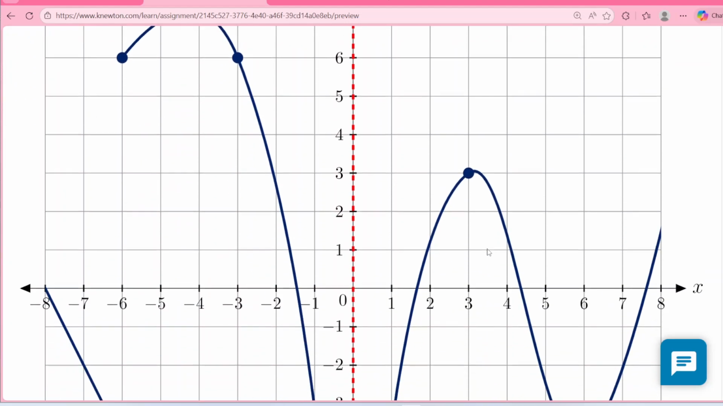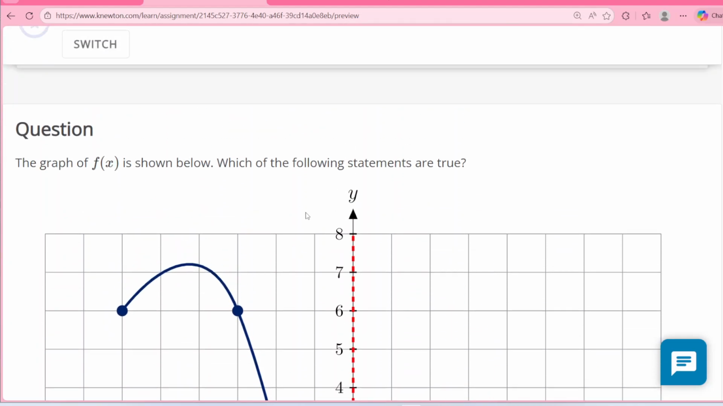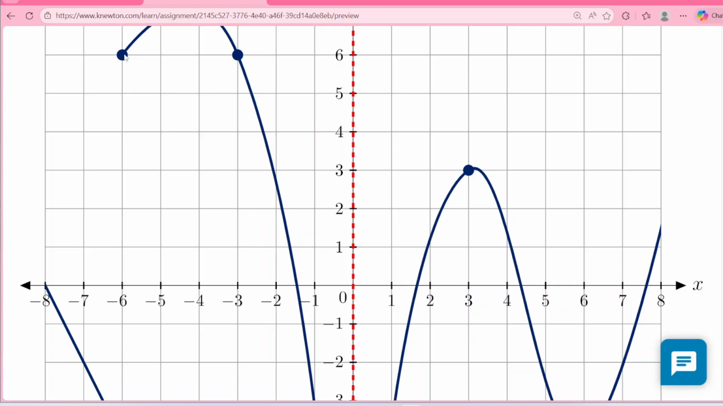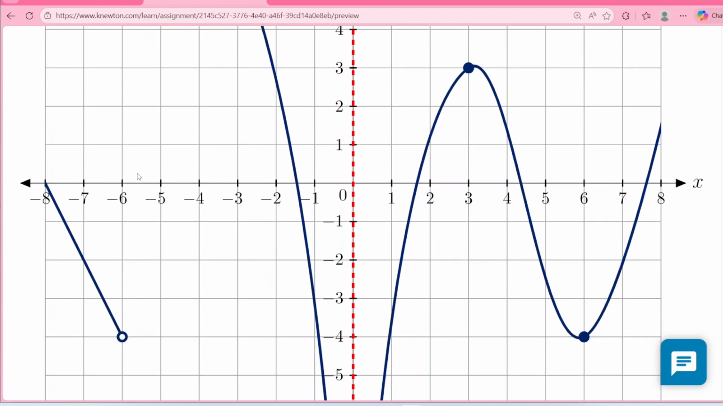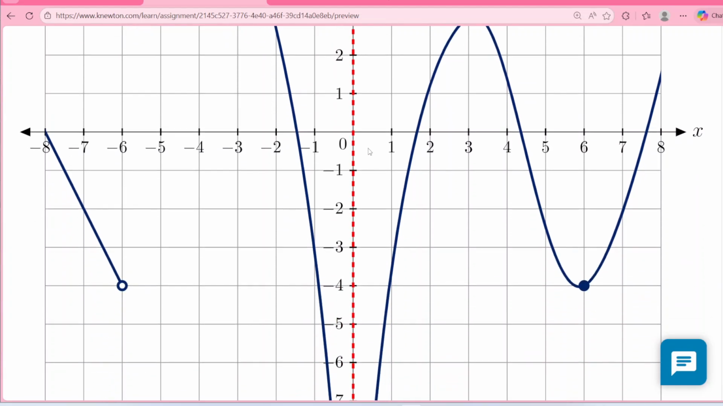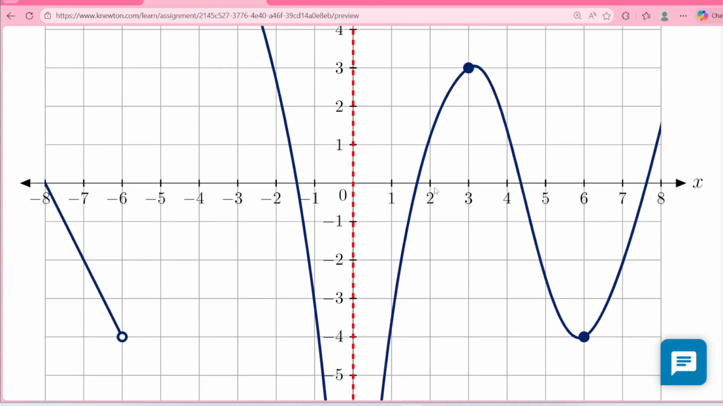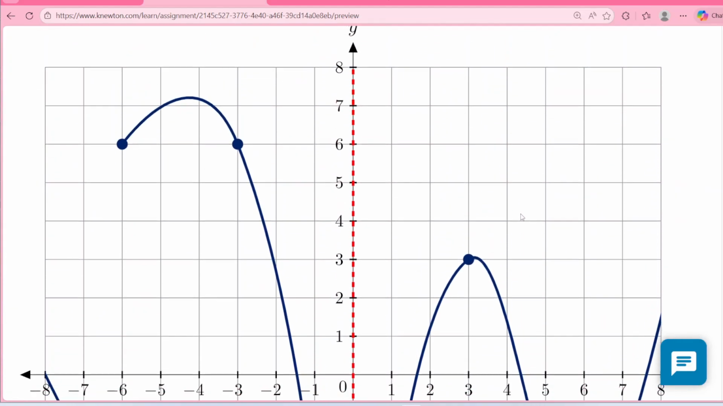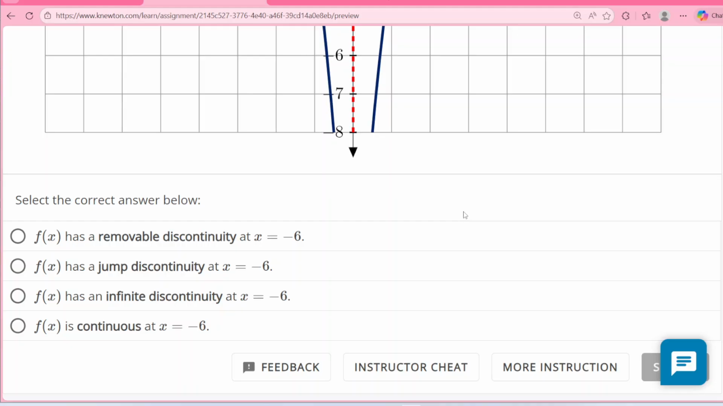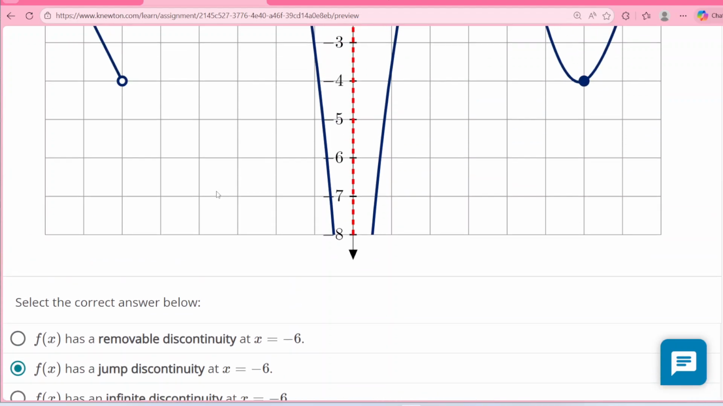All right, so another graph. How nice. So again, here's another graph of a function. Which of the following statements are true? So this is definitely got a jump discontinuity at -6, right? Got an infinite discontinuity at 0, a vertical asymptote. And looks like that's the only place where there's discontinuities. So yeah, jump discontinuity at x equals -6 is the only one that is true here, right?